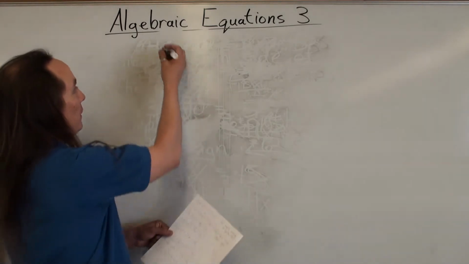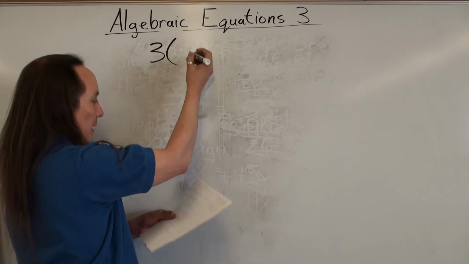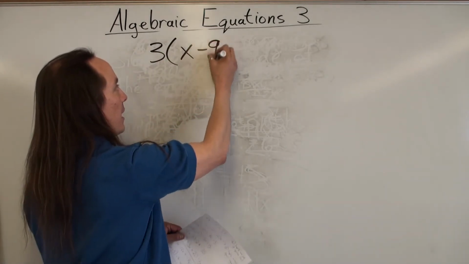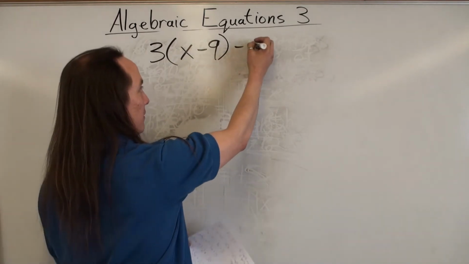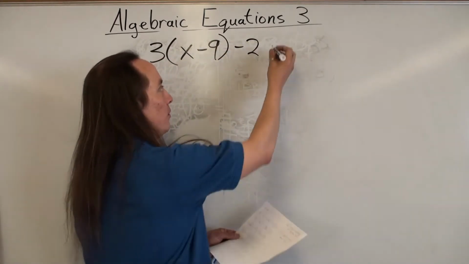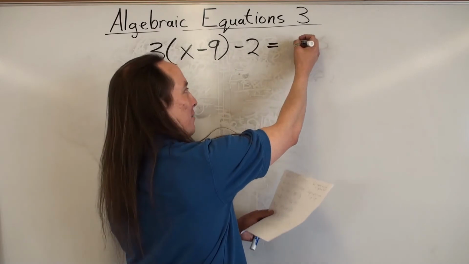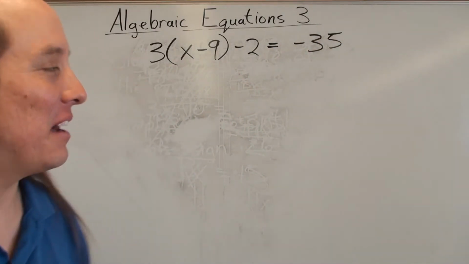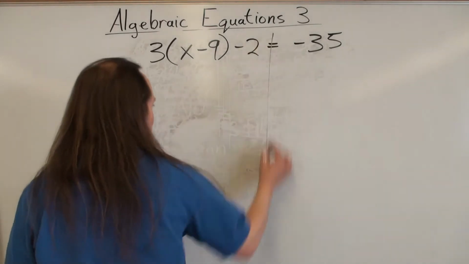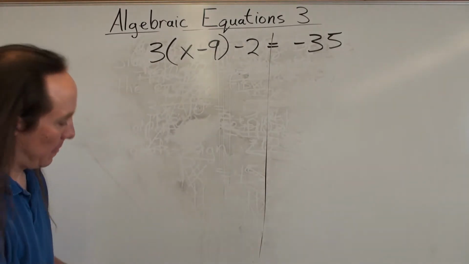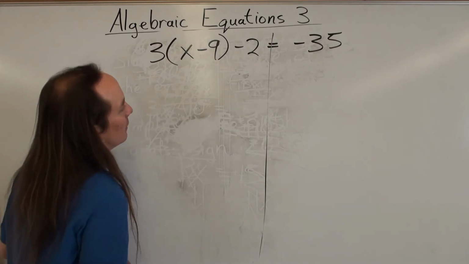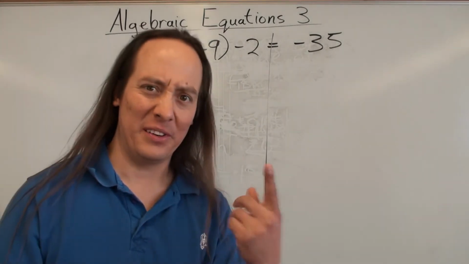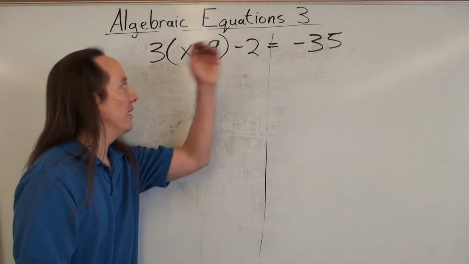And the next one will be 3 times the quantity x minus 9, and this is also subtracted with a 2. Minus 2 equals negative 35. First step, I like to put my line. And again, the right side is very obviously simplified. There's only one term, so there's not much we can do over there.